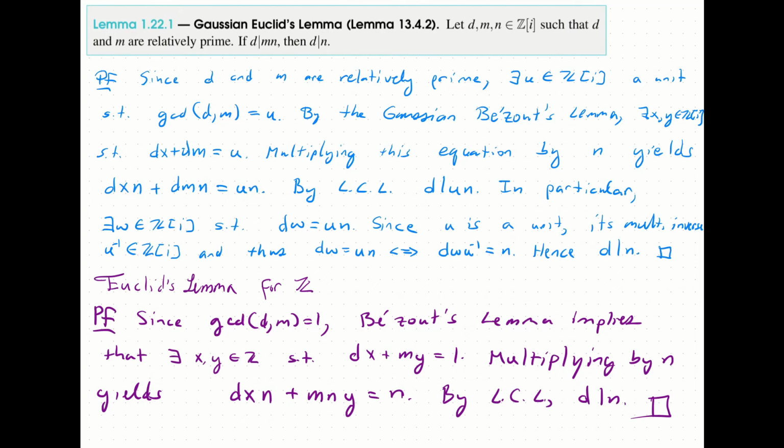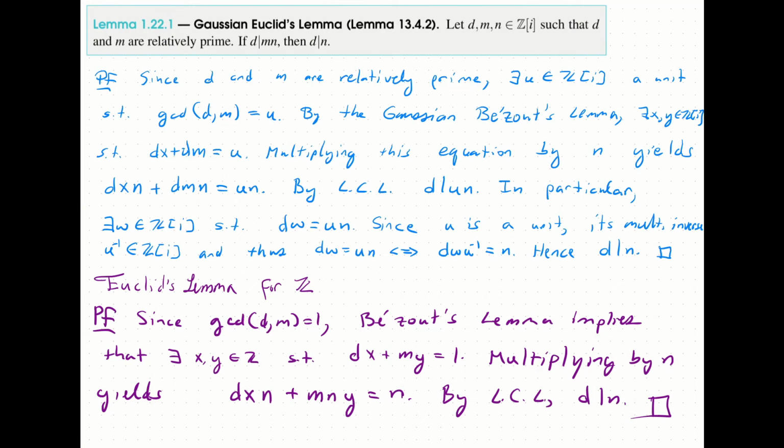And so then we're going to have, by the linear combination lemma, that since d divides this and this, d divides the right-hand side, which will just be n, so d divides n. And so that's an equivalent way of going about this. But now we are done with the Gaussian Euclid's lemma.